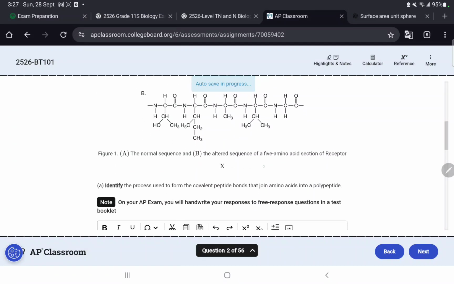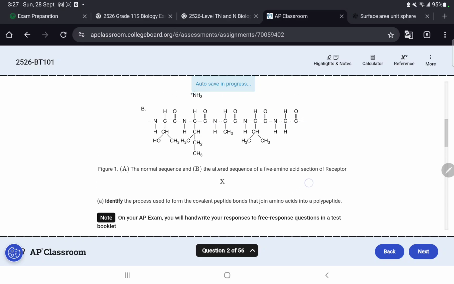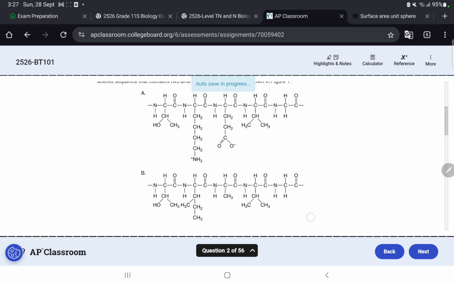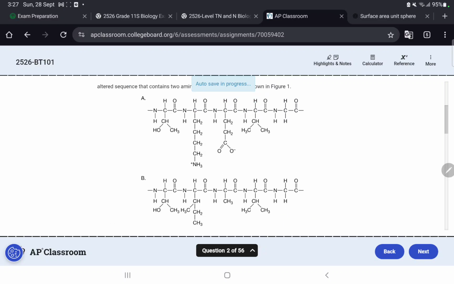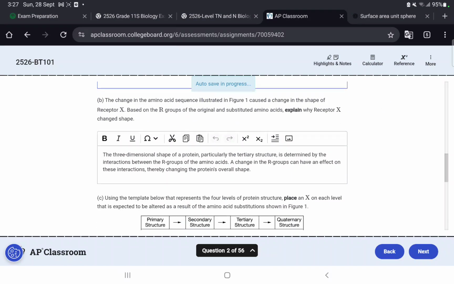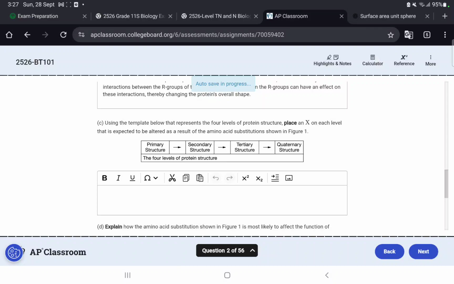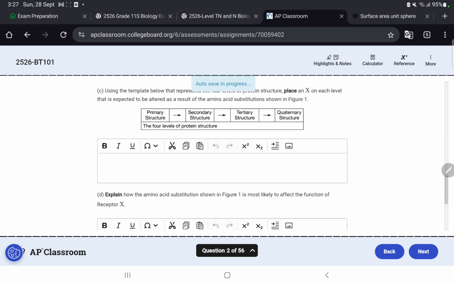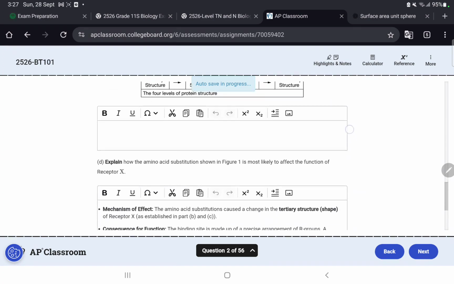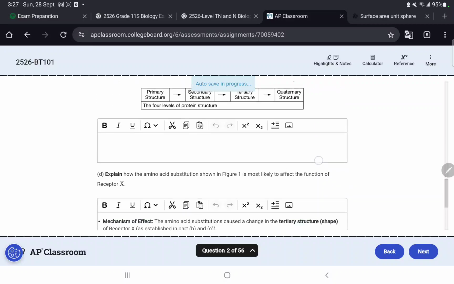You know, it's 5 amino acid sections of receptor, blah, blah, but they don't say that it's just amino acids, you know. So it's not 2 polypeptide chains linked together. It's just 1 polypeptide chain. So it should stop at the tertiary structure. It shouldn't go on to quaternary. That's what I think. So that's what I put. So I think it's this, that, and that. I don't think you should put an X on quaternary structure because I don't think it will be altered, because I don't think there's quaternary structure from the beginning, in the first place. Okay, I'm not sure. If anybody knows, please tell me, contact me, please.